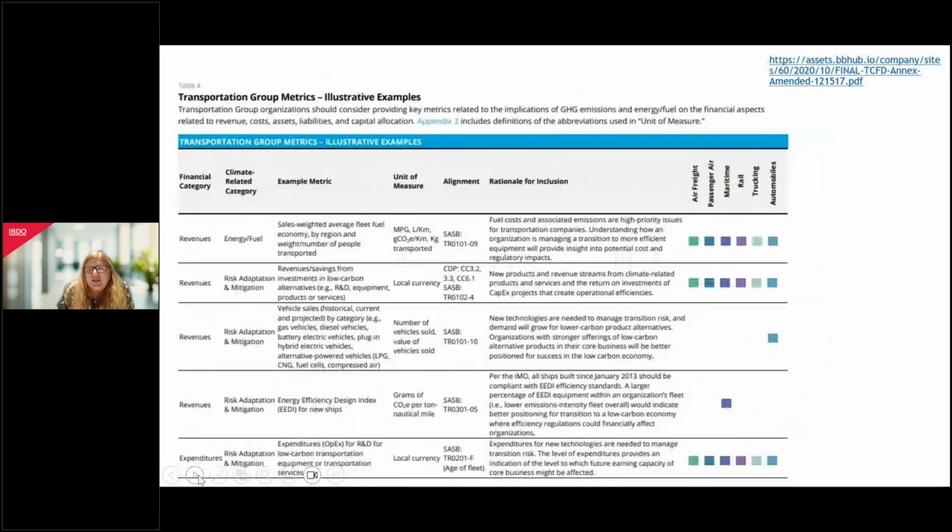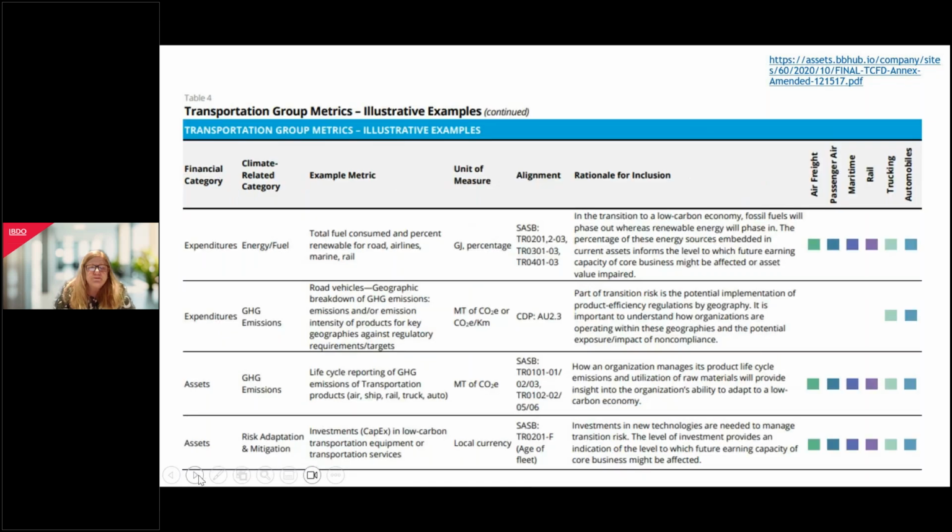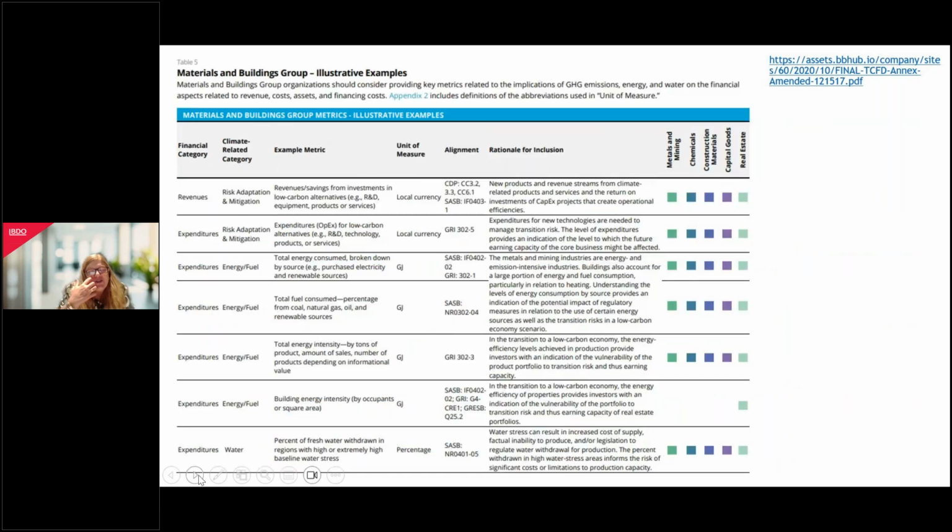I've also put in a transportation group. So there's a climate-related category across energy and fuel, maybe sales weighted average fleet fuel economy by region and weight, or the number of people transported. There's a number of categories across risk adaptation, mitigation. There's energy and fuel again, the total fuel consumed and the percentage renewable for road, airlines, marine and rail, greenhouse gas emissions, etc. So that's for the transportation group. Just a few ideas to get you thinking.